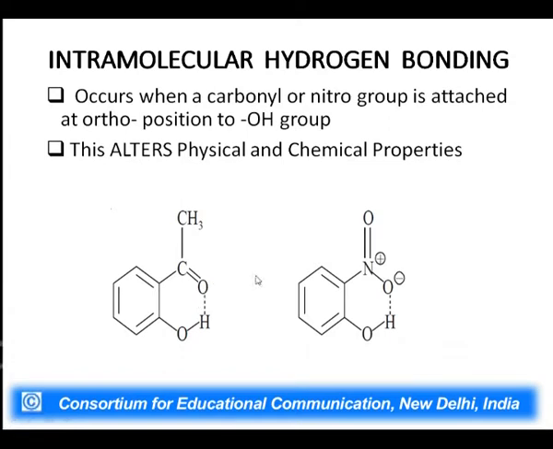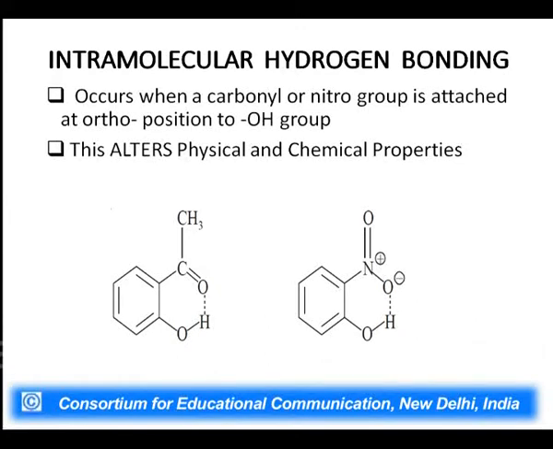And if I look into ortho-nitrophenol, again what we find here is that there is intramolecular hydrogen bonding. So because of this intramolecular hydrogen bonding, these phenolic compounds do not occur as aggregates. They just occur like this. So now if we have to separate a mixture of ortho-nitrophenol and para-nitrophenol, how can we do this? What we find is because of intramolecular hydrogen bonding, the boiling point here would be low, whereas the boiling point of para-nitrophenol will be high because of the intermolecular hydrogen bonding.